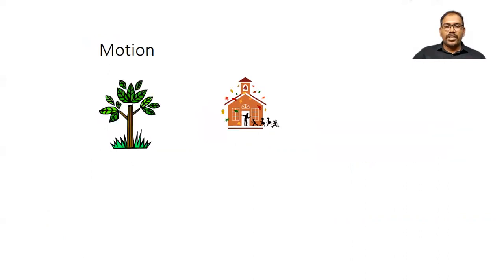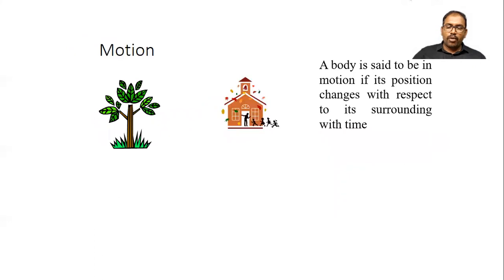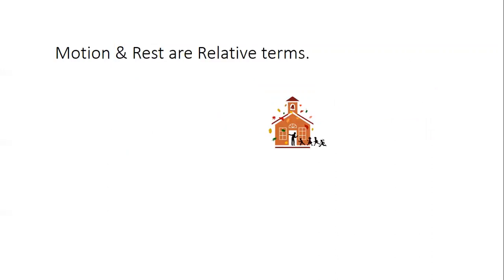Now after that, motion. When we say that body is in motion, body is said to be in motion if its position changes with respect to surrounding with time, then it is said to be in motion. Now, motion and rest are relative terms.